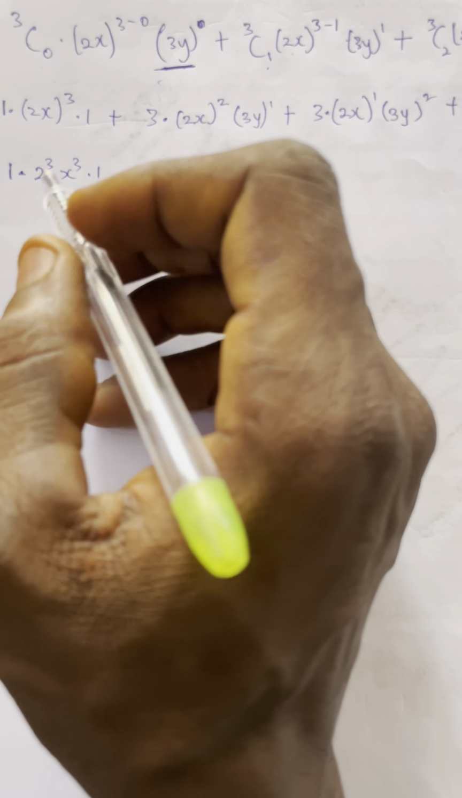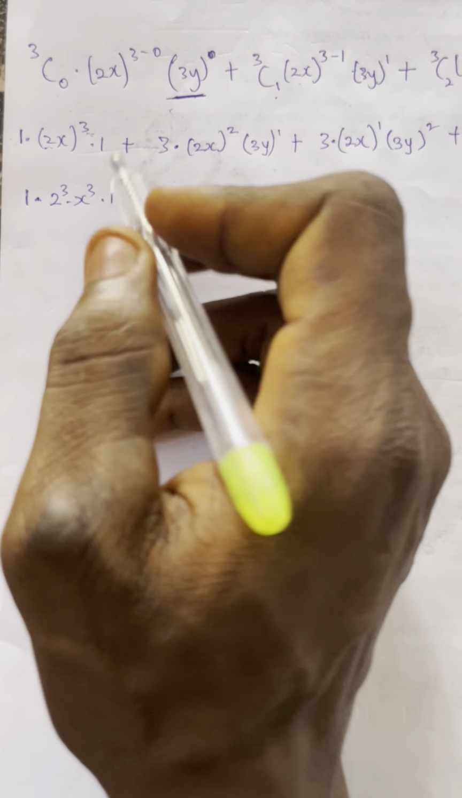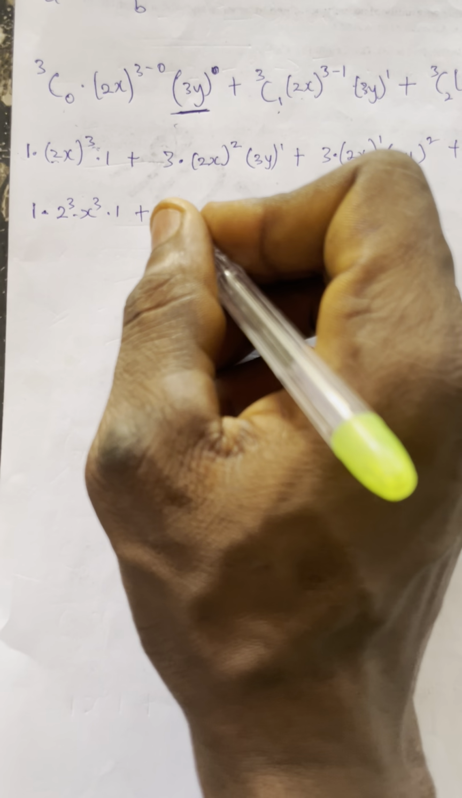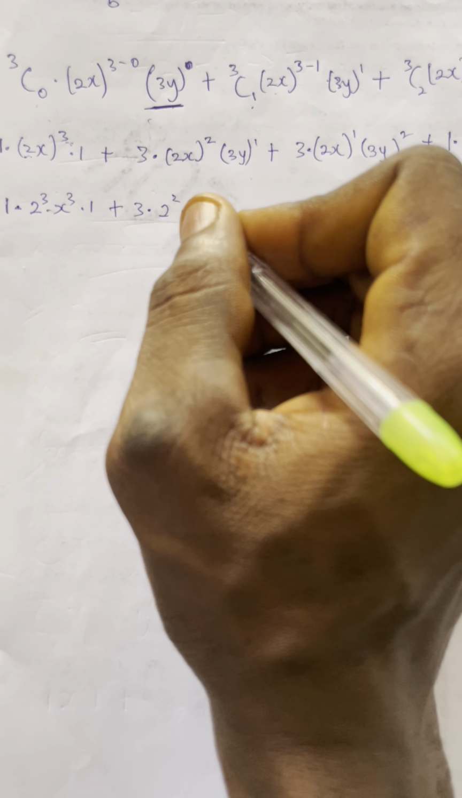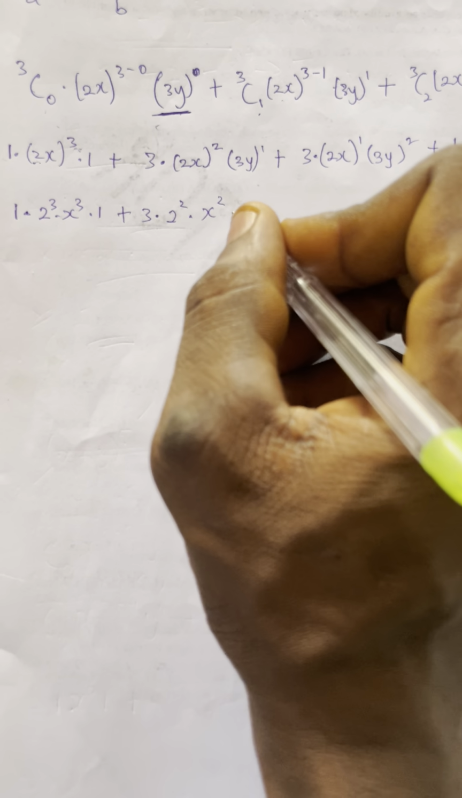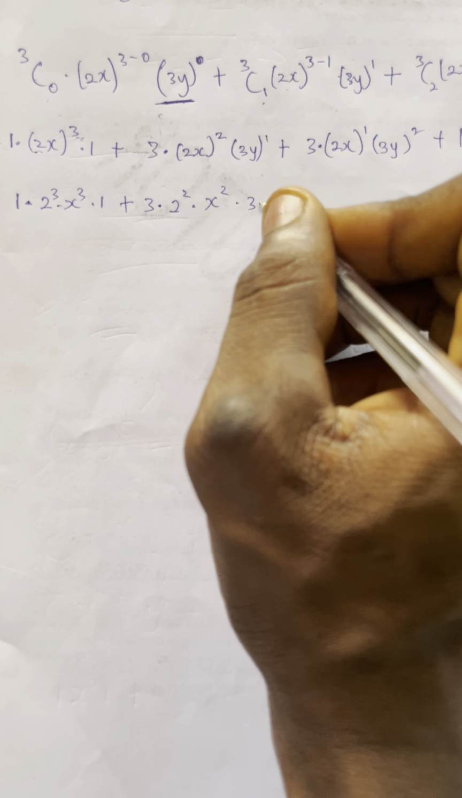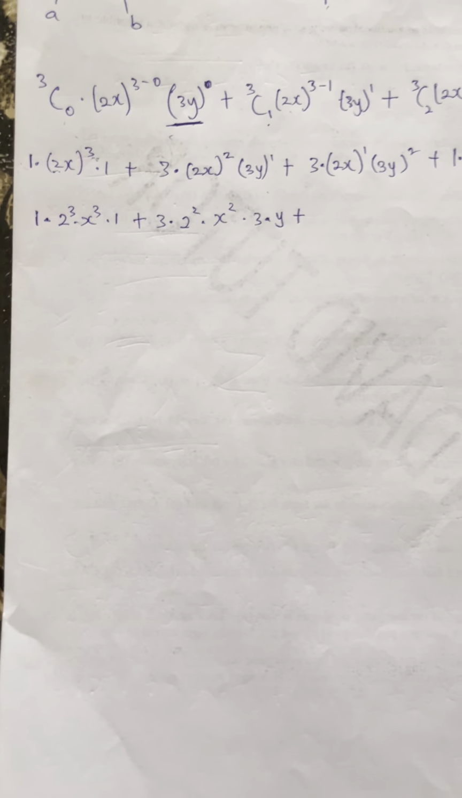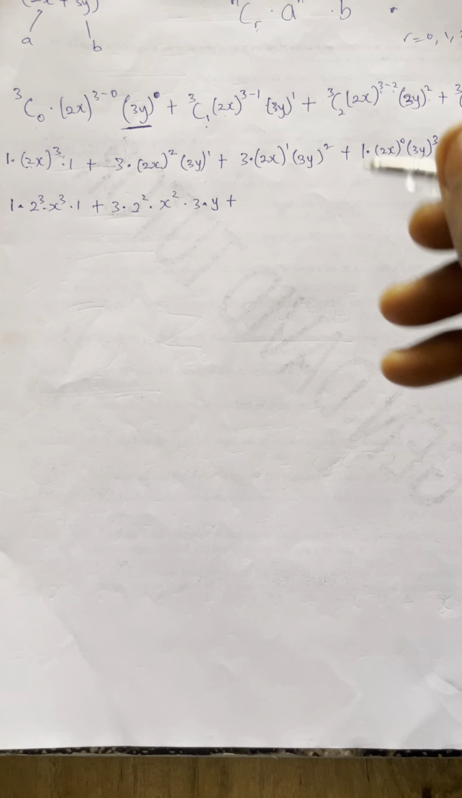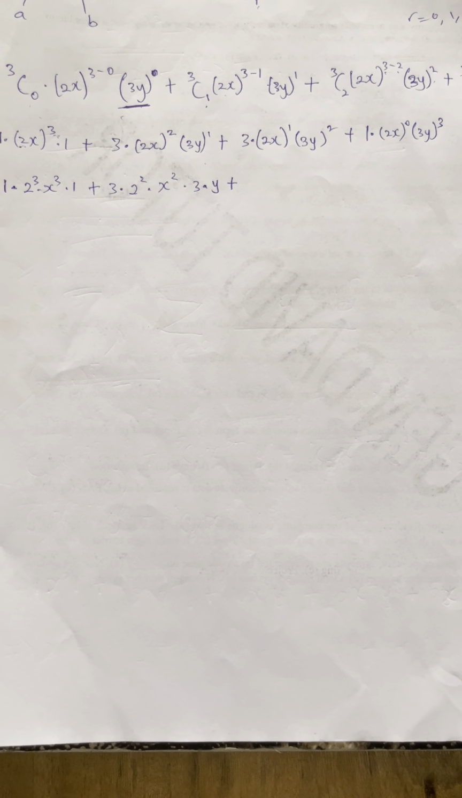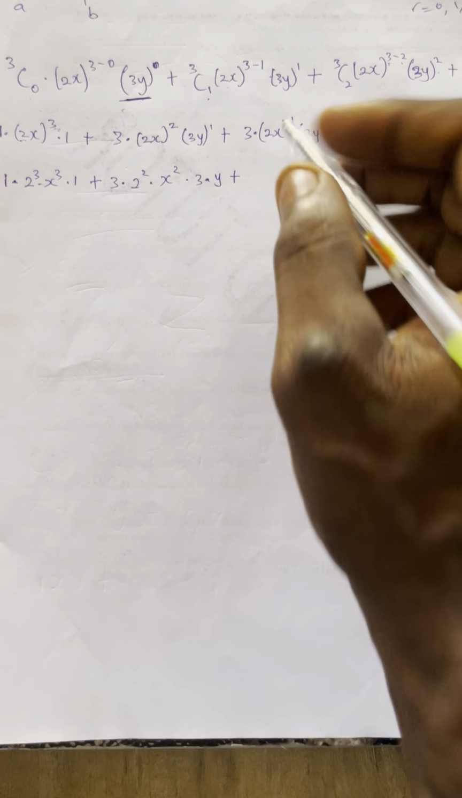So because of this, we have 2 raised power 3, then x raised power 3, plus 3 multiplied by, this one we share the power as well, 2 raised power 2, multiplied by x raised power 2, multiplied by 3 raised power 1, y raised power 1, plus, don't forget, I use a dot to represent multiplication. I don't want to use x because multiplication signs can look like x. So that's why. Let's proceed.